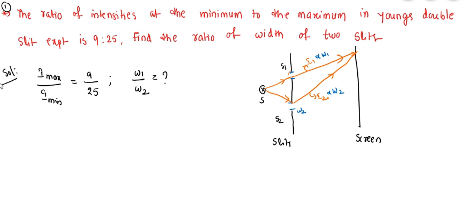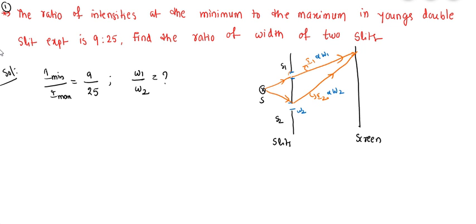After the superposition, they give the ratio of the maximum and minimum intensities. Okay, minimum and maximum they give, not maximum and minimum. The ratio of intensities, minimum to maximum. In the question, minimum intensity by maximum intensity they give, in Young's double slit experiment, is 9 by 25. Find the ratio of the widths of the two slits.